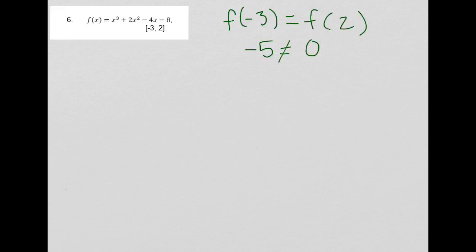Okay, cubic, so it's going to be continuous, it's going to be differentiable. So then we need to check our endpoints. And this is where we run into a problem. When I put in negative 3, I get a negative 5. When I put in a 2, I actually get a 0. So since negative 5 does not equal 0, it is not possible to use Rolle's theorem. Could there be a horizontal tangent? Yes, but there does not have to be.